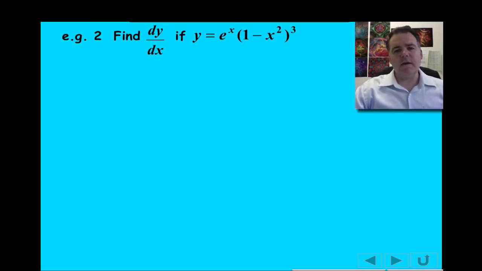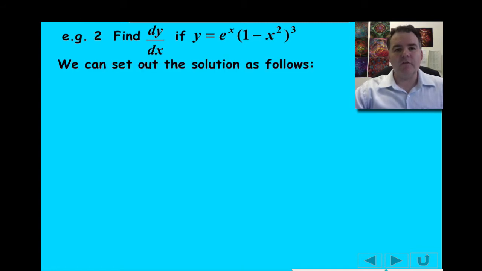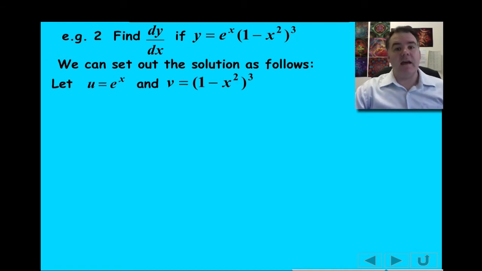Okay, let's look at this one. e to the x times (1 minus x squared) to the power of 3. This is the product rule that we're going to be using here. So we're going to say u is e to the x and v is (1 minus x squared) cubed. So here we're going to need the chain rule to differentiate v. u is easy. It's v that's a little bit tricky.